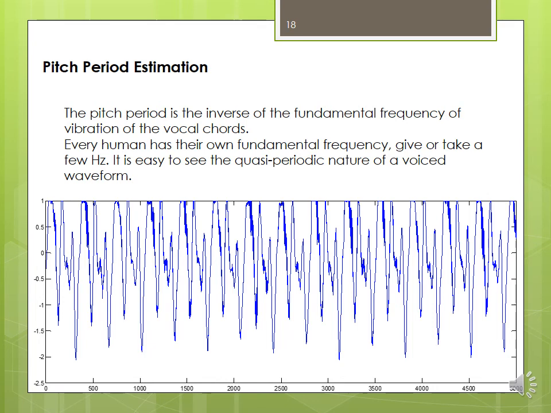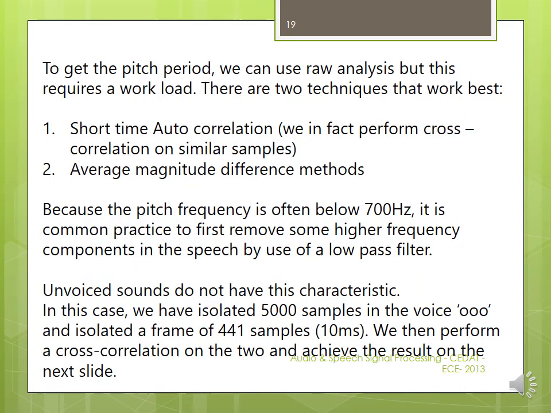Now, how do we get the period? We can use raw analysis. For example, in the previous slide, we just look out for the periodicity. We look for the troughs or the crests, get the time interval between those, and that is the pitch period, the time period between them. Then we can get the fundamental frequency by using the inverse. But there are usually two techniques that work best. The first is the short-time autocorrelation, and the second is the average magnitude difference method. The second is left to you for research.